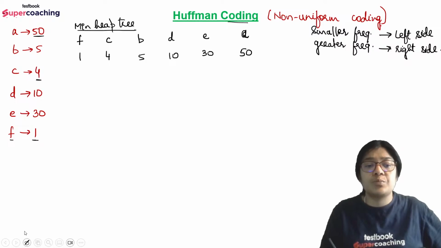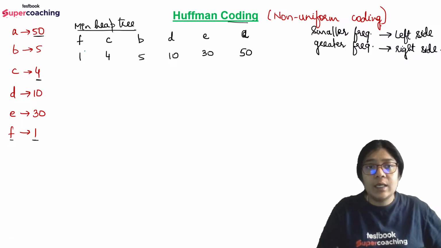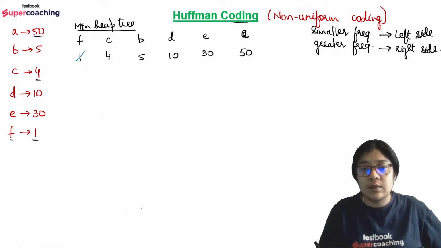So delete the first minimum. So that means this is the smallest one. So it will be coming on the left hand side. So I'll be deleting the first minimum. That is, let me write here.